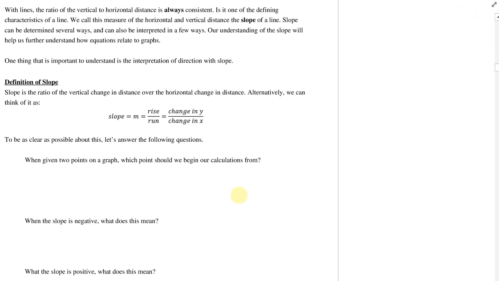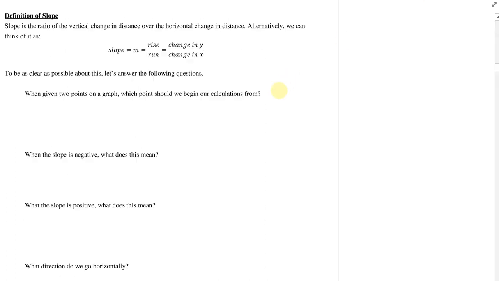So let's go ahead and start with this definition of a slope. So I've got this already written down for you. So slope, we usually use the letter M to indicate this, and it's this idea of rise over run or change in y over change in x. So a lot of people remember that, but there's a couple other things that they tend to forget.